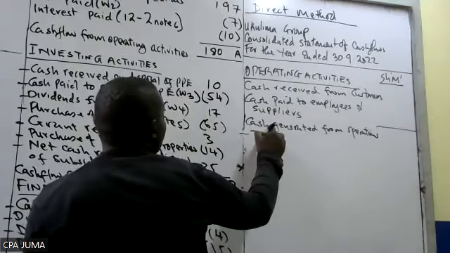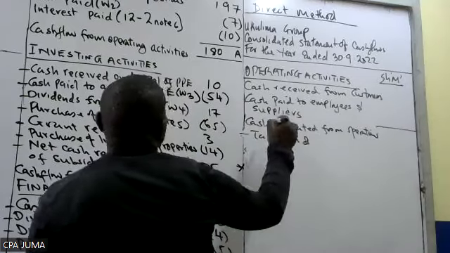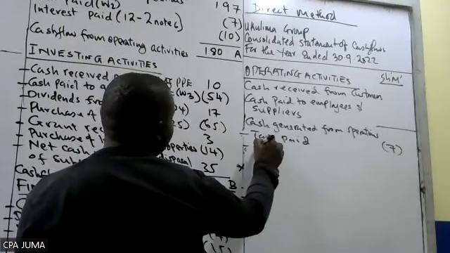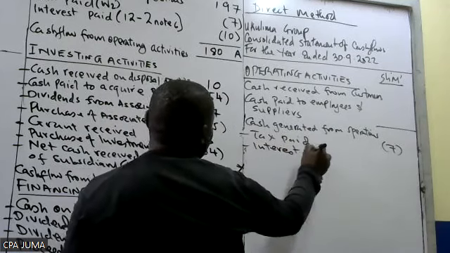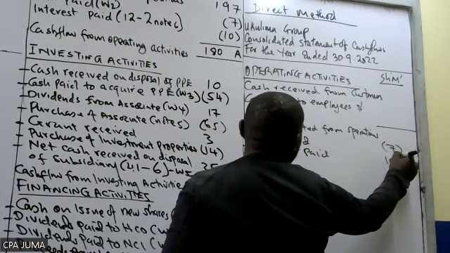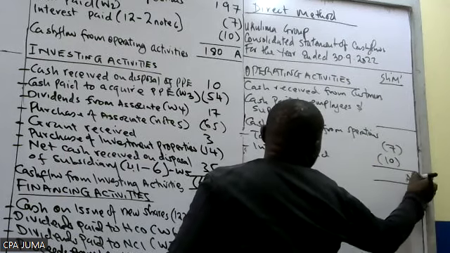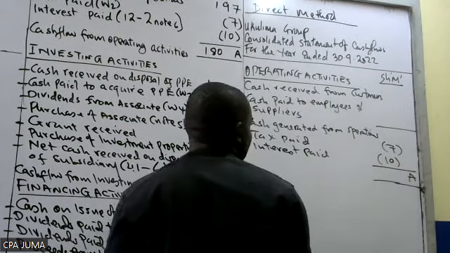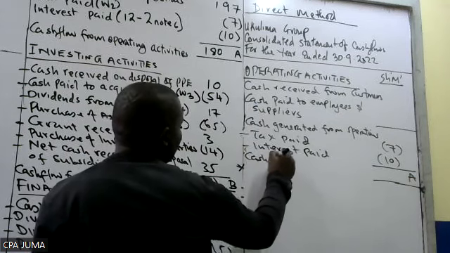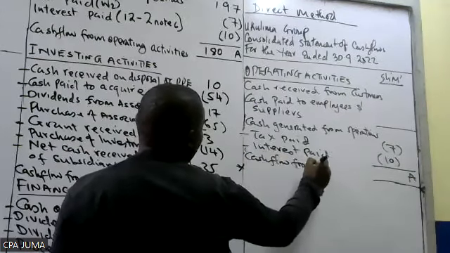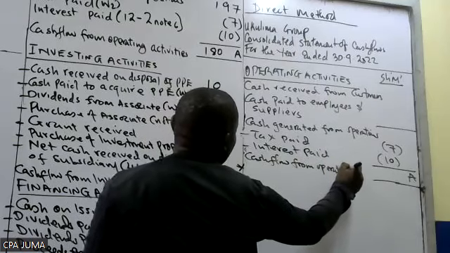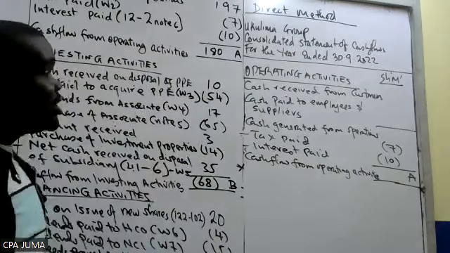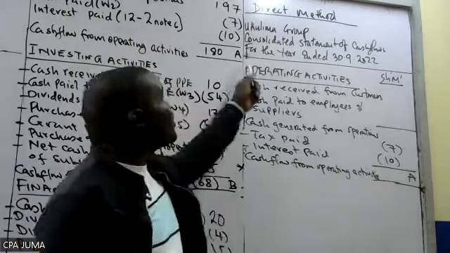Then tax paid is the same whichever approach. So tax paid was 7. Interest paid was 10. So A is the cash flow from operating activities. This A and this A should be the same.